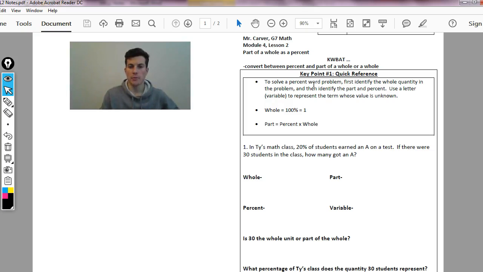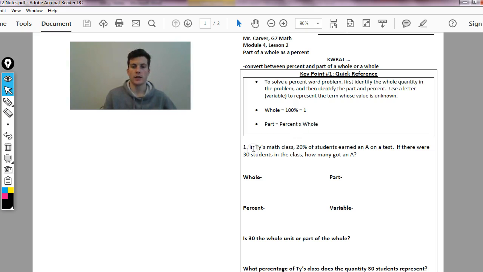To solve a percent word problem, first identify the whole quantity in the problem and then identify the part in percent. Use a letter, a variable, to represent the term whose value is unknown. We'll use that strategy for each question in our notes. You should also know that a whole equals 100%, which is equal to 1. And you should know a part equals percent times whole.